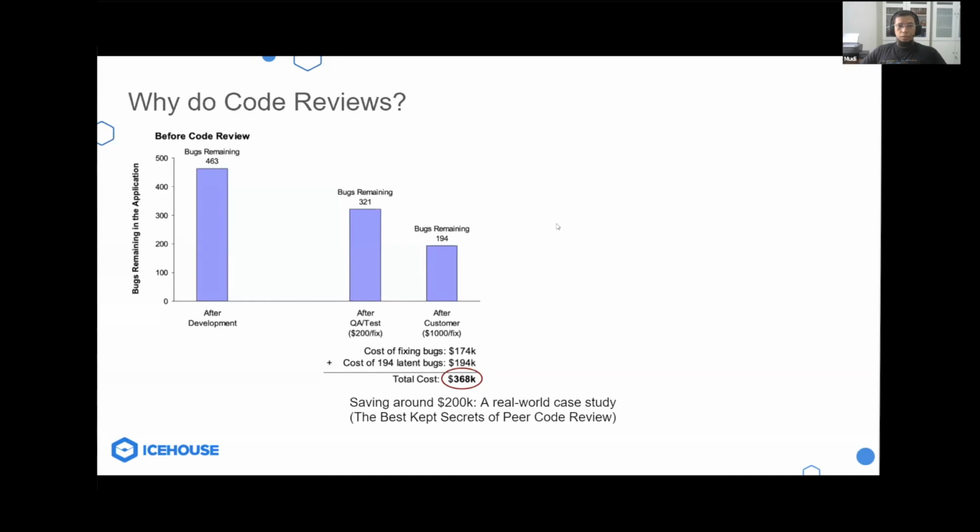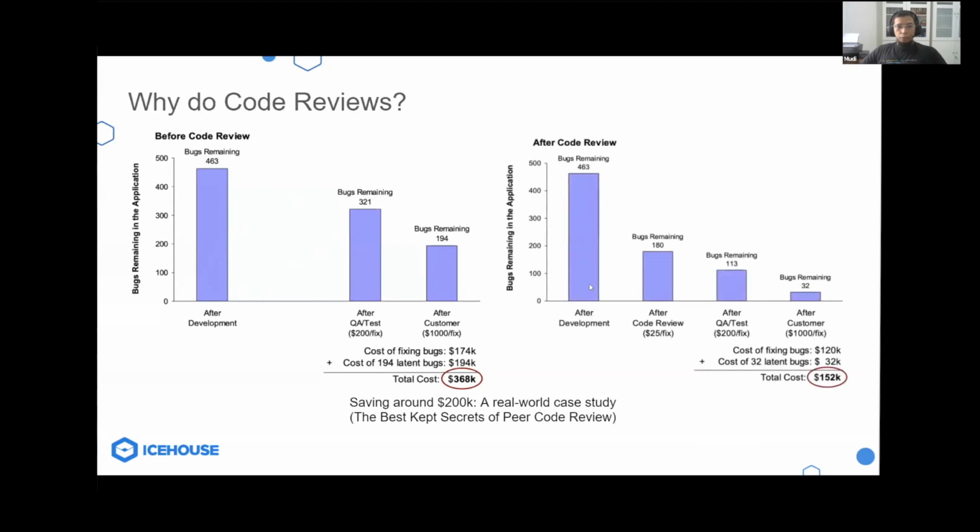The total costs were around 368K US dollars. Then to test exactly how much money the company would have saved, they had another group of developers do code review on the same code, the one after development here. It turned out that more than half of the bugs were found during code reviews, and they would have saved more than half the cost of fixing the bugs that way. The company would have saved around 200K US dollars if they used code review for the first time.